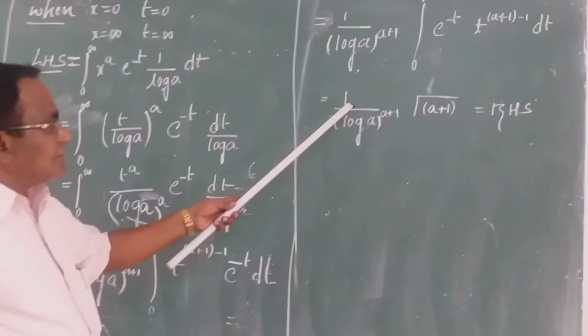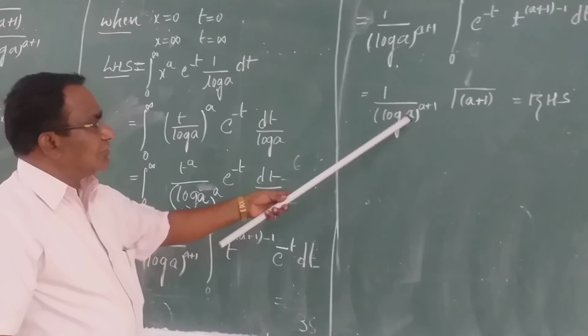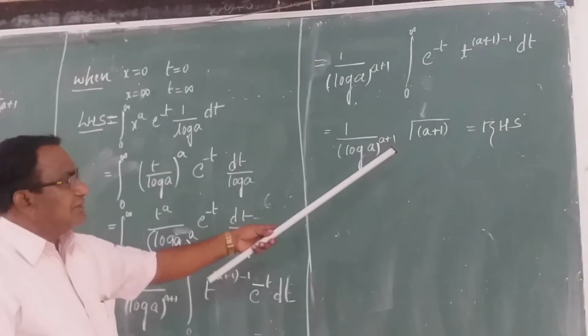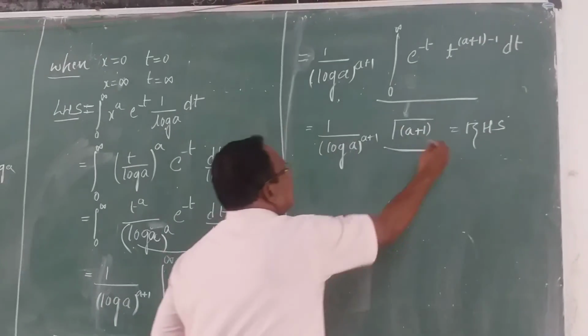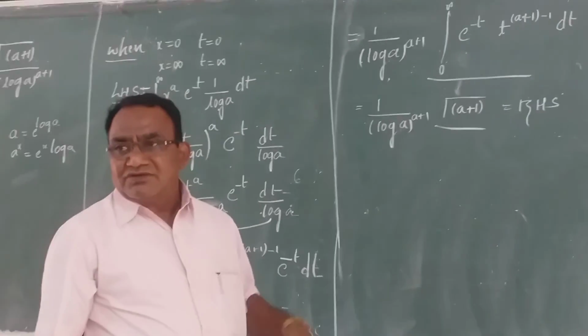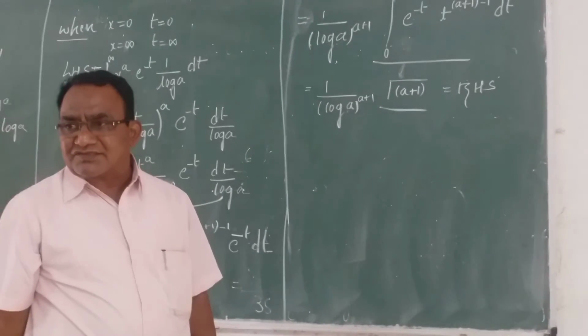And carry this 1 over (log a) whole to the power a plus 1 as it is, into gamma a plus 1, which is our required RHS.